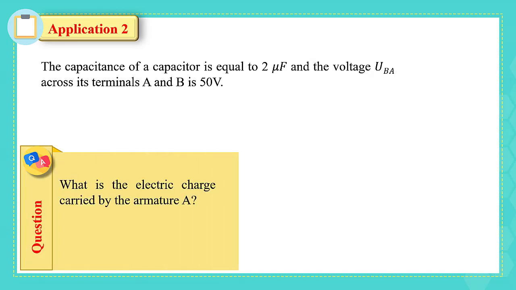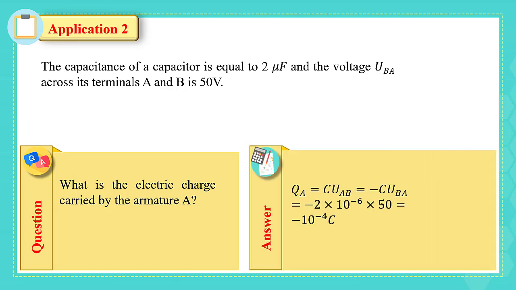In this application, I have to find the electric charge which is carried by the armature A of a capacitor, where its capacitance is equal to 2 microfarad and the voltage UBA across its terminals A and B is 50 volts. QA, as we said before, should be equal to C UAB. But UAB is equal to minus UBA. Why did we use here UBA? Because in the given, UBA is given and not UAB.